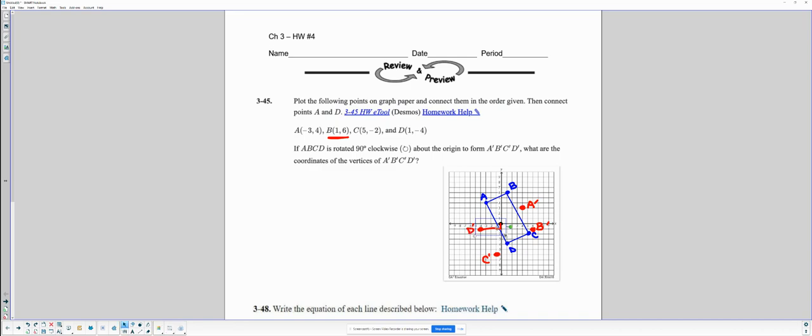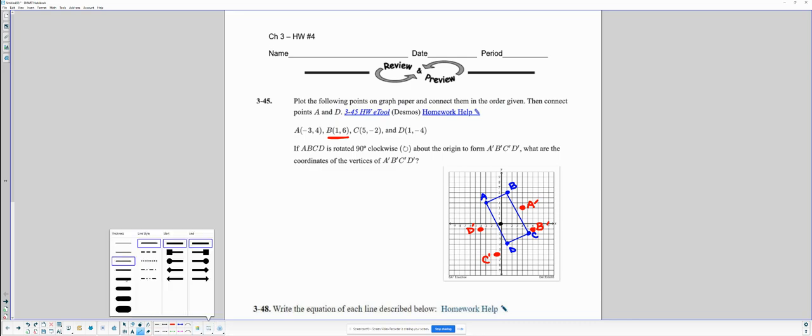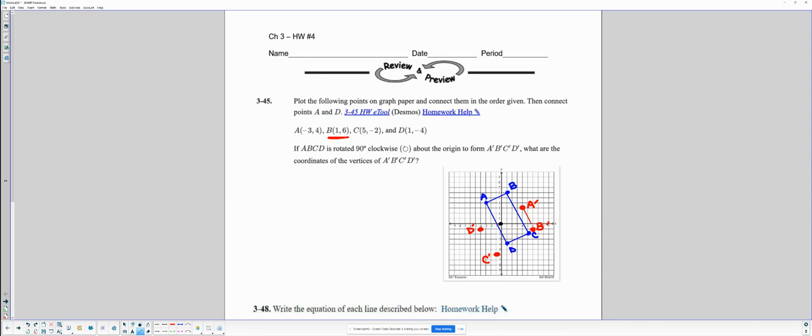Okay, let me get rid of that little hook. And now we have our new polygon, our new rectangle. Let me just draw that in. I want that in red, and I want a skinnier line. Okay, so now my A prime, B prime, C prime, D prime is going to be this shape right here.